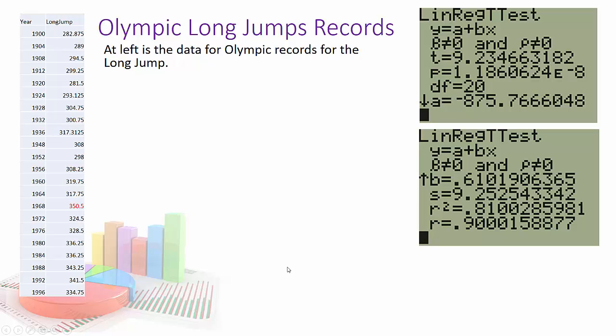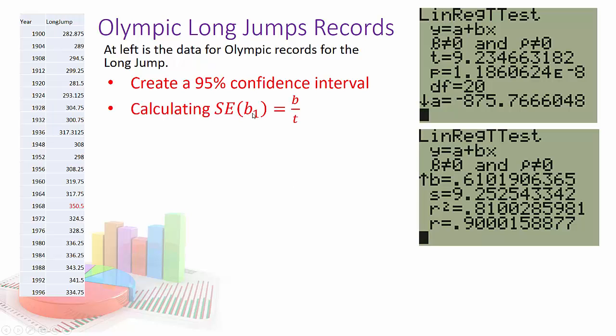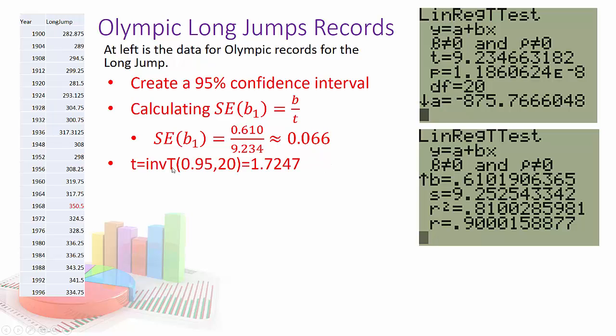Okay, now another thing, I want to create a 95% confidence interval. So I'll show you how to do that one by hand, but then we're going to do it with the calculator. So remember, I told you that you could calculate the standard error for the slope, right? It's just your b value here divided by your t. Now, I'm rounding here. This is only 2 significant digits, so my confidence interval will be a little off. And I can find my t interval.